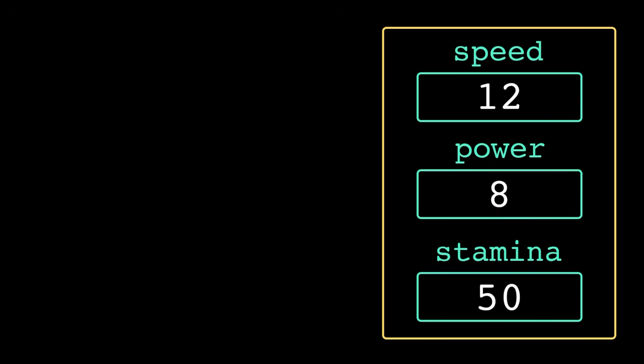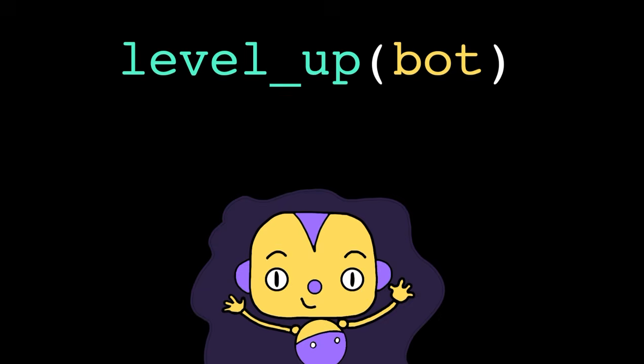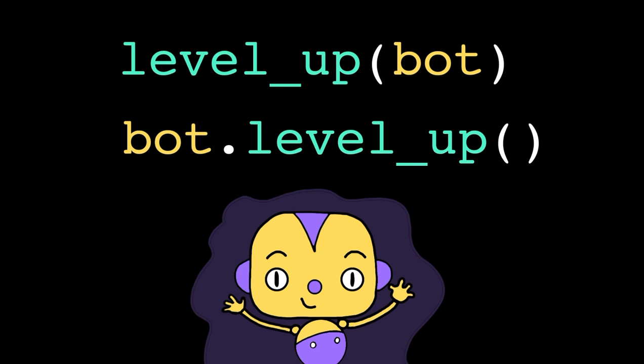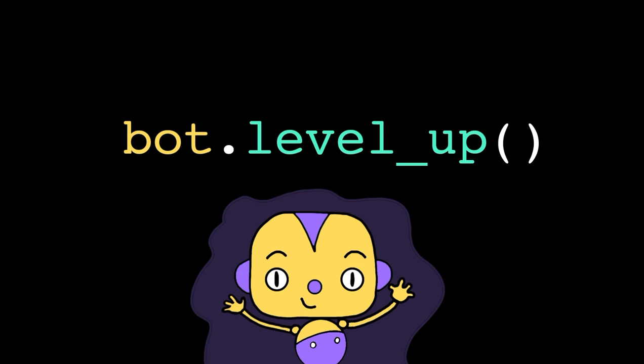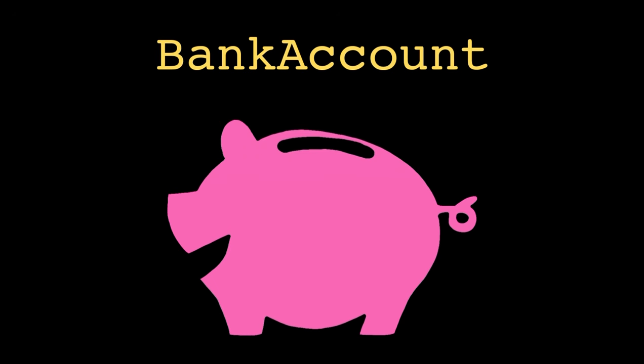A method is a function that belongs to an object, meaning it's a function that's defined on a specific data type. Typically, we use methods to access or update an object's attributes. But instead of passing the object as an argument to the method, we call the method on the object. Just like we use dot syntax to access an object's attributes, we also use dot syntax to call an object's methods.